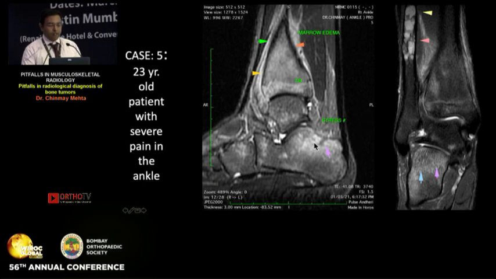And we see there's significant calcaneal marrow edema with a line. So there's a stress fracture in the calcaneum, which was not seen on the X-ray at the first look. So this could be the cause of pain. But what's the reason for marrow edema in tibia?